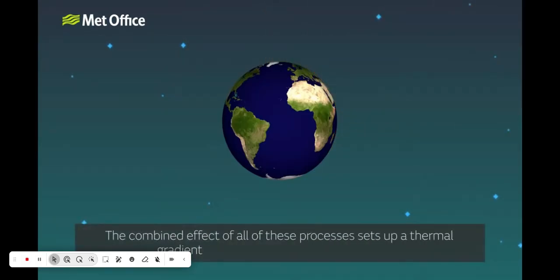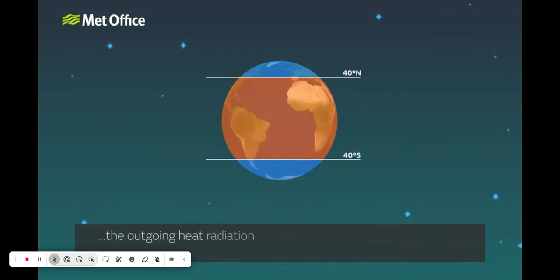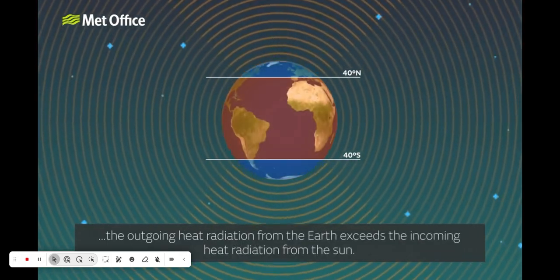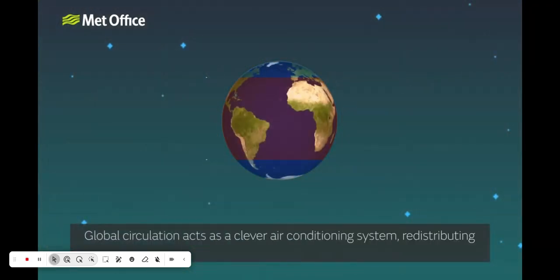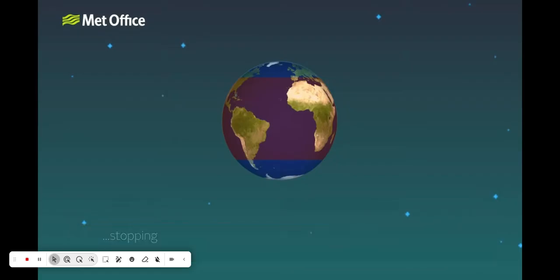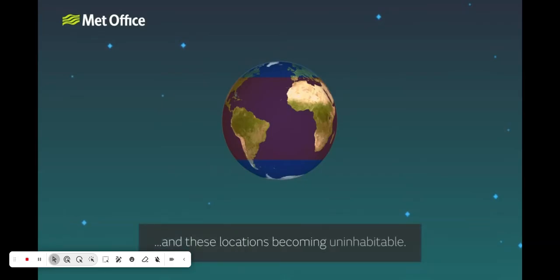The combined effect of all of these processes sets up a thermal gradient between the equator and the poles. In fact, the global radiation balance is such that polewards of 40 degrees latitude, the outgoing heat radiation from the Earth exceeds the incoming heat radiation from the sun. Global circulation acts as a clever air conditioning system, redistributing the heat, stopping the equator becoming hotter and hotter and the poles becoming colder and colder, and these locations becoming uninhabitable.